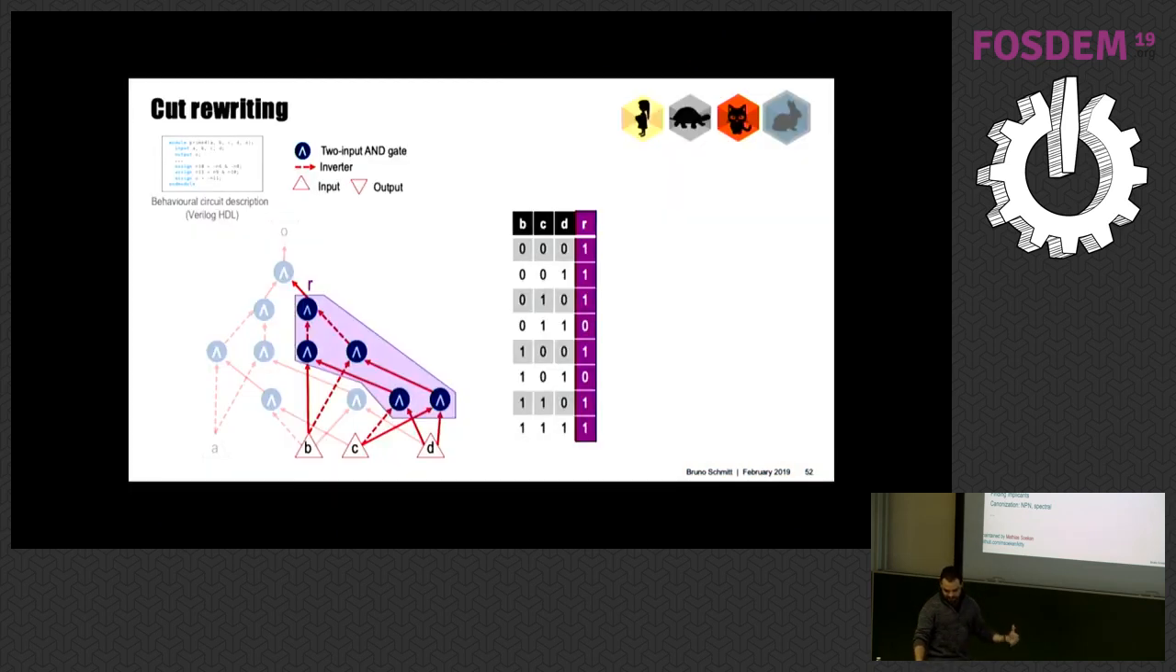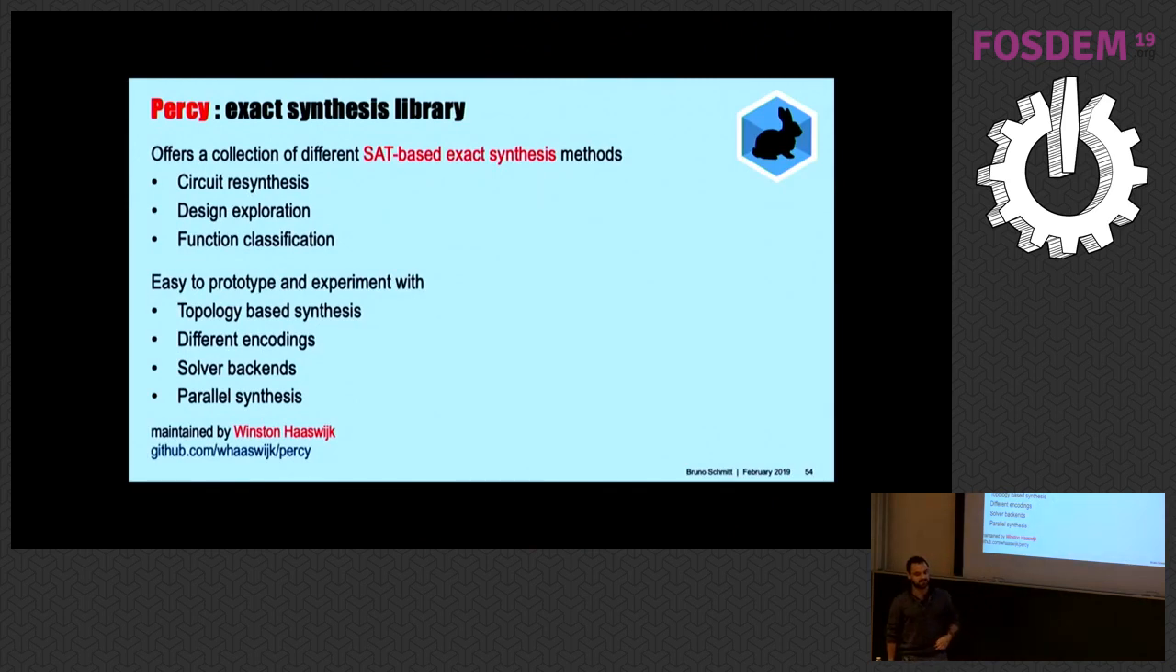So we take the cut and we generate a truth table for it. We can generate the truth table by basically just inputting all possible input combinations and seeing what happens at the output. And then we get our truth table. And now we want to synthesize a new network that will implement the same function. To do so, we use exact synthesis, which, given a specification, in this case the truth table, will find an optimum Boolean network, where optimality is defined with respect to some cost function. For that, we use Percy, an exact synthesis library. It offers a collection of different SAT-based exact synthesis methods for circuit resynthesis, design exploration, or function classification.